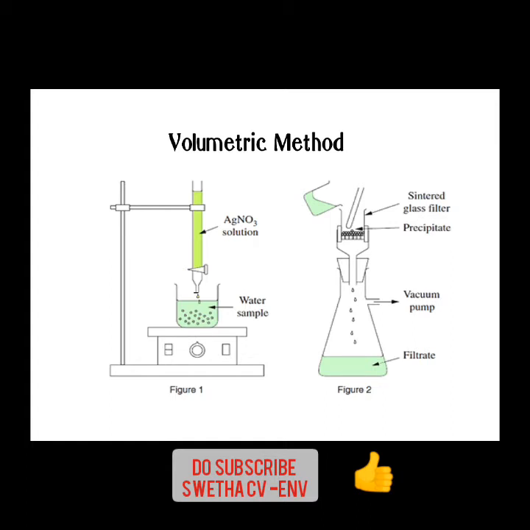By knowing the concentration of the reagent you use, you calculate the pollutant concentrations. Volumetric analysis is done in three divisions: the acidimetric and alkalimetric method, the oxidation and reduction method, and the precipitation method. These are the three methods we consider.